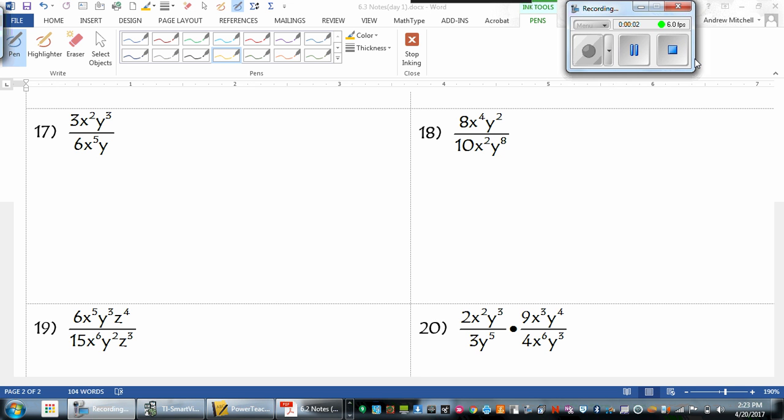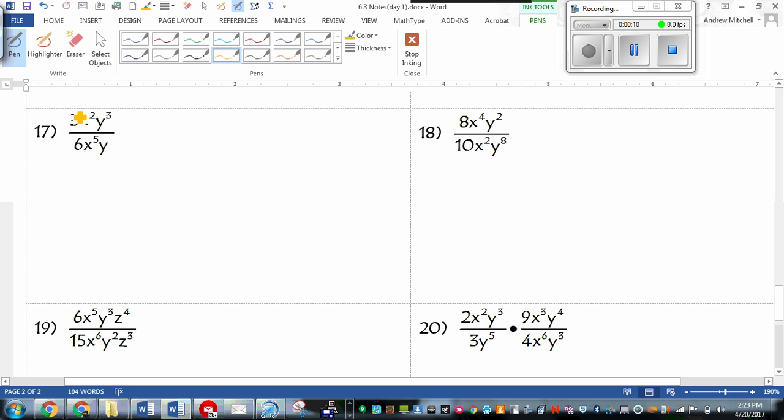Okay, number 17. Now we're dividing two expressions here. So same thing, we're looking at parts at a time. So we're going to look at the 3 and the 6. These are just numbers. We're simplifying them like a normal fraction. We can divide both of these by 3, so we end up with a 1 on top and a 2 on the bottom.